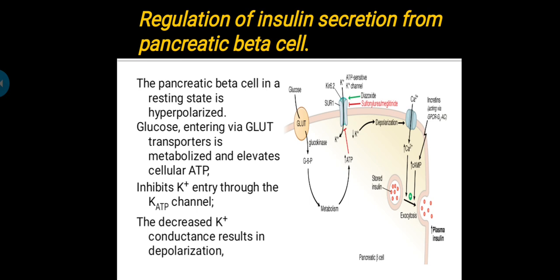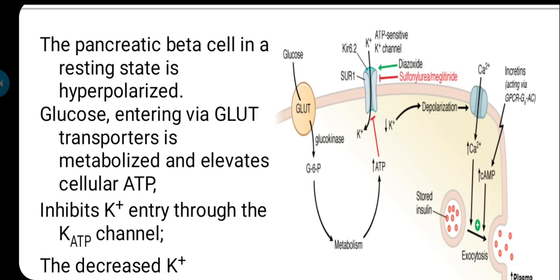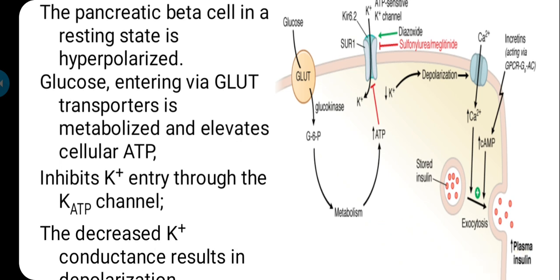So normally it is hyperpolarized, but when there is ATP generation due to glucose entry, there is inhibition of the potassium sensitive ATP channel, there is decreased potassium conductance, and this indirectly will depolarize the cell. In this depolarized state there is increased influx of calcium, and after that influx of calcium, the stored insulin is exocytosed.